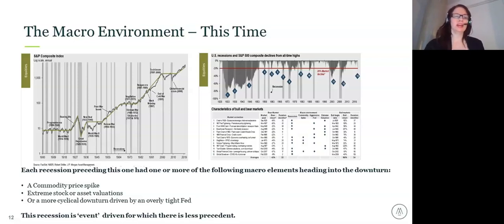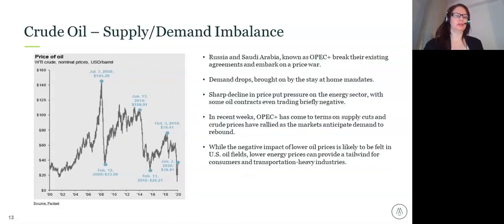So moving on to the next slide. This is the chart of crude oil. It's worth mentioning because at the same time we saw this virus-induced economic slowdown that hurt the demand for oil, we also had a shock to the oil supply chain. In early February, Russia and Saudi Arabia, known as OPEC+, broke their existing agreement with each other and embarked on a price war, pumping oil at any price.